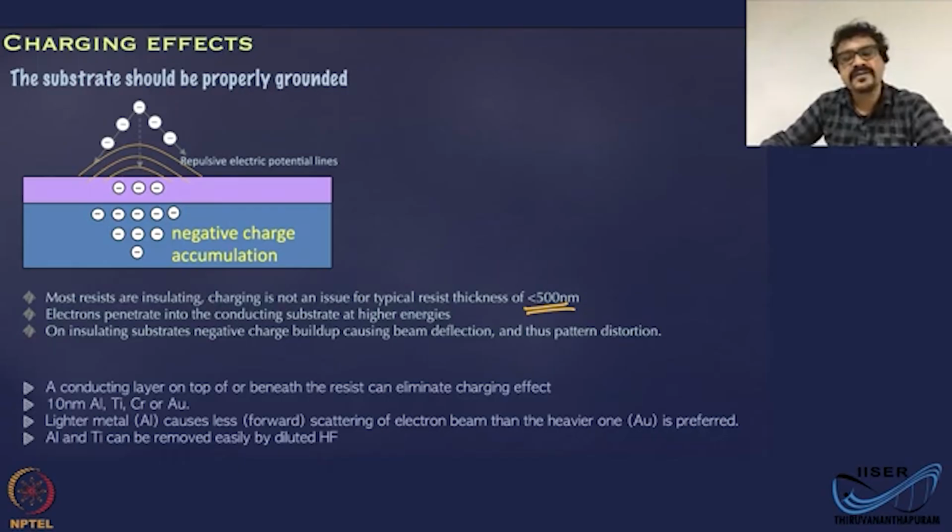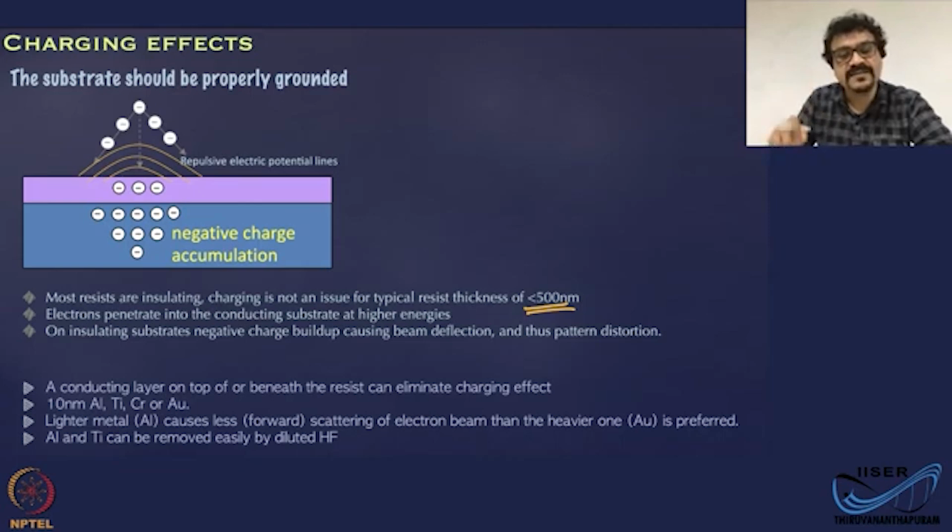Now, insulating substrates such as glass or quartz, or even highly resistive silicon or gallium arsenide, these wafers or materials can cause charge buildup, and the beam will get deflected and also result in pattern distortion. So what generally is done in such a situation is you can have some kind of conducting layer on top of or beneath the resist. So you can put a really thin layer of a metal such as aluminum, titanium or chromium, or sometimes gold, on top of the resist.